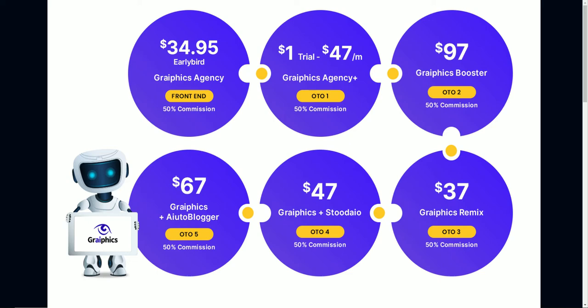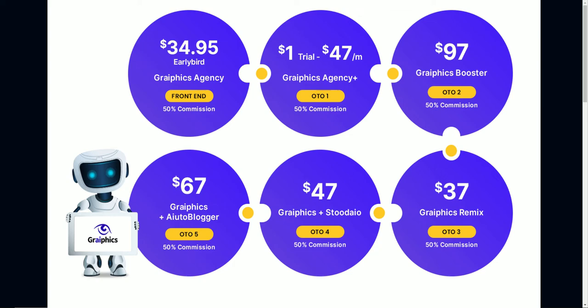Then you've got a further 5 OTOs. You've got the graphics agency, which is going to cost you either $1 to sign up for a trial and then $47 every single month for that, but effectively you're able to generate 40 to 80 images per month using this particular agency package. OTO2 is graphics booster, which is going to cost you $97 one-time fee, and that basically allows you to unlock their inbuilt graphics editor.